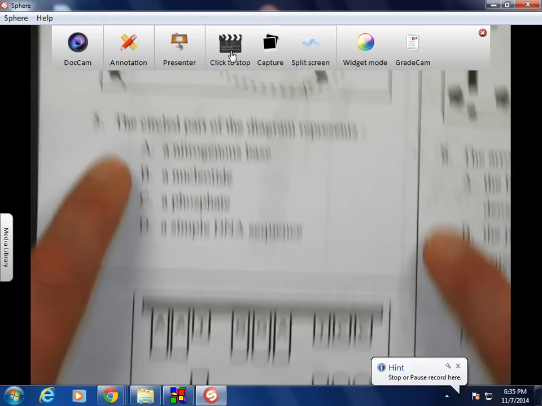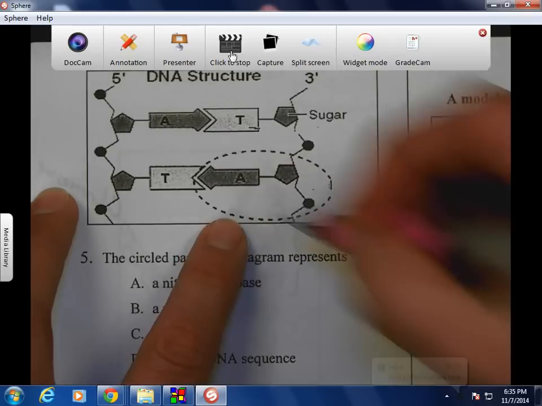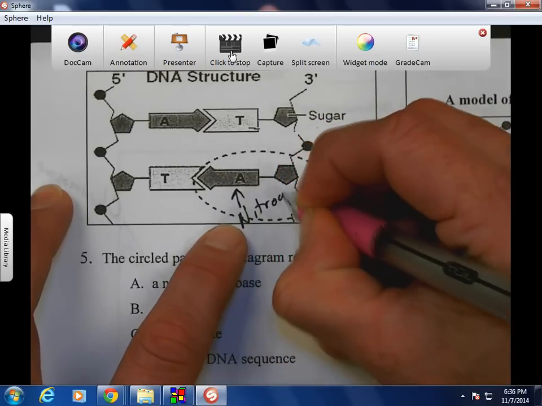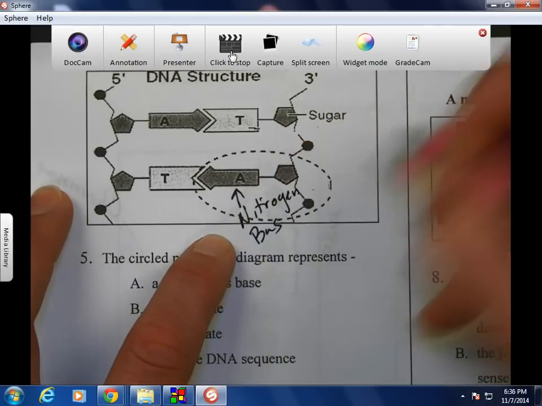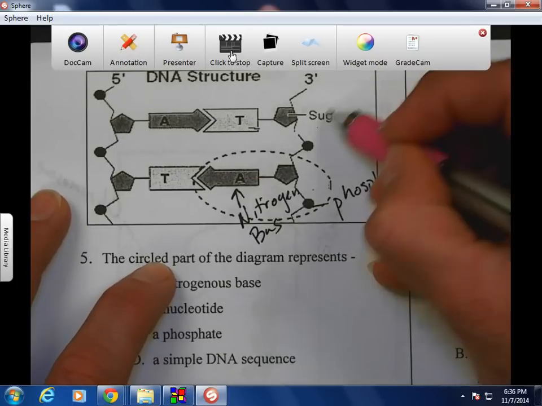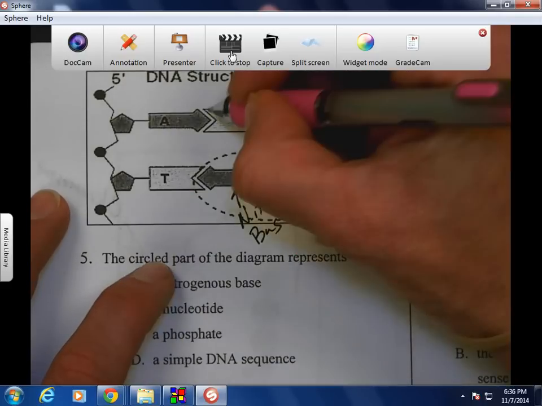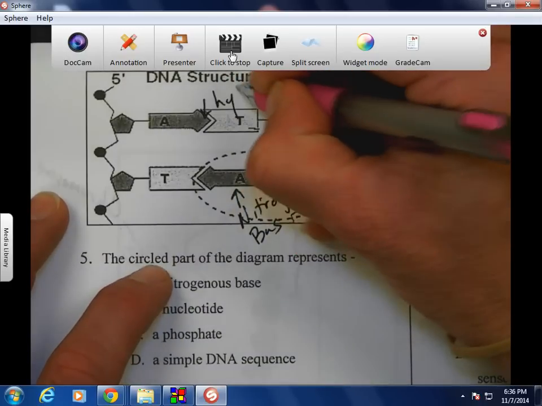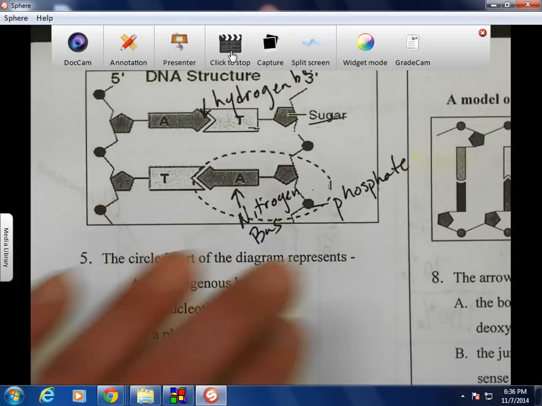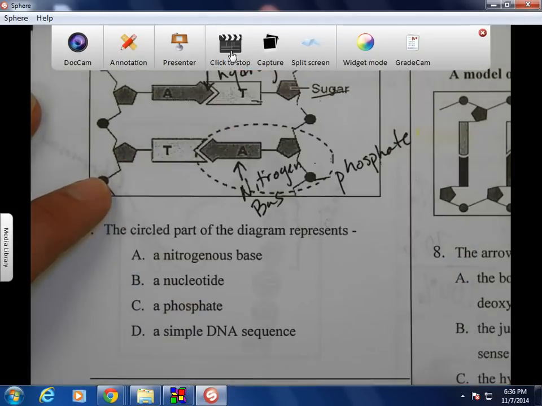We're going to look at question number 5. So we have the DNA structure. I'm going to go ahead and label before I do anything else. I know that this is a nitrogen base. I know this is a phosphate. And this is a sugar. That's already labeled for me, so I don't have to label that. Sugar, nitrogen base, phosphate. I know that in between here is a hydrogen bond, and that is weak. So now I wrote down everything that I know about that picture of DNA.